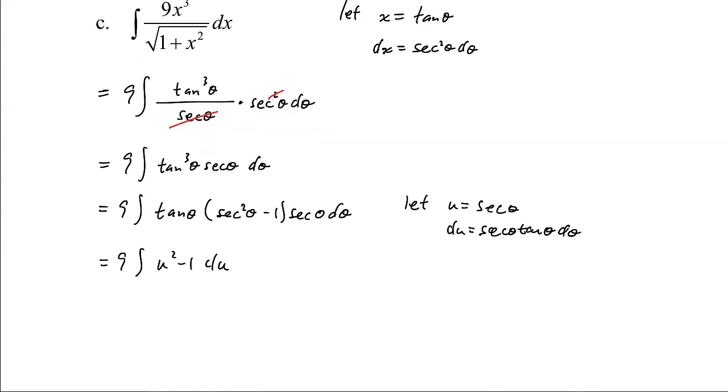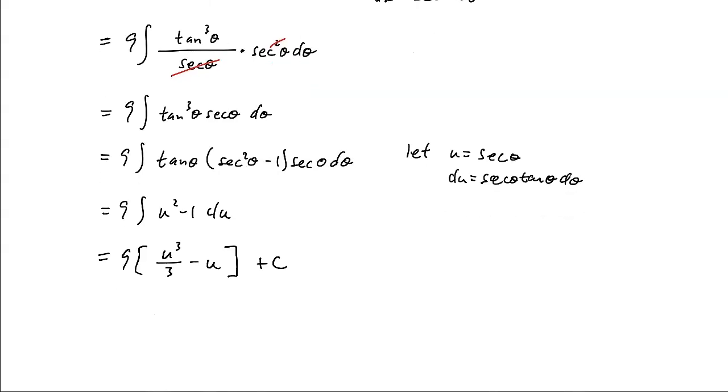Now I can do the antiderivative pretty easily. So I have 9 u cubed over 3 minus u plus c. But u is really secant theta. So I have 9. Well, let's go ahead and distribute that 9 just to make less fraction writing. So 3 secant cubed theta minus 9 secant theta plus c.